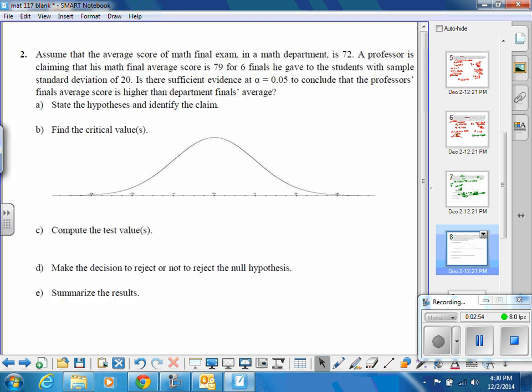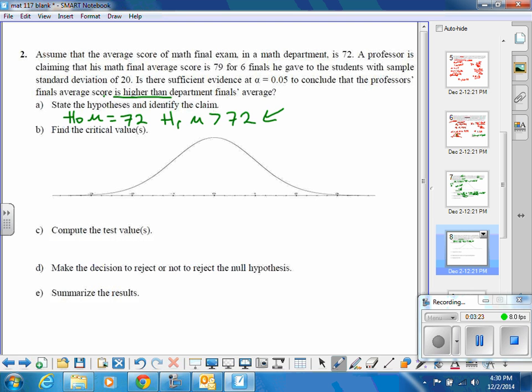Alright, so similar type of problem. Let's assume the average score in a math final is 72, so that's going to be part of our hypothesis. The professor's claiming that his final was 79. They want to know is his higher. So if it's higher, I know it's a right tail. So we're saying greater than. H naught: mu is equal to 72. H1: mu is greater than 72. What's the claim? That one. He's claiming that. Now again, we're using the t-test.